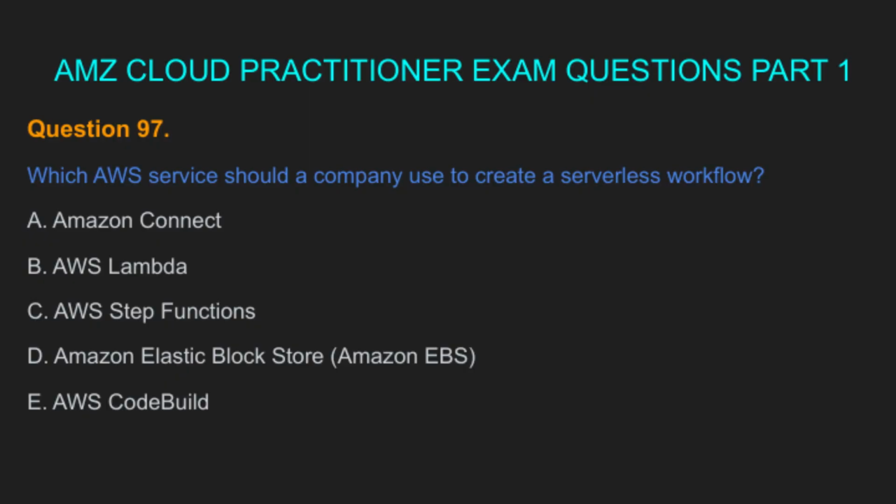Question 97. Which AWS service should a company use to create a serverless workflow? A. Amazon Connect. B. AWS Lambda. C. AWS Step Functions. D. Amazon Elastic Block Store, Amazon EBS. E. AWS CodeBuild. The answer is C. AWS Step Functions is a fully managed service that allows a company to create and visualize serverless workflows. It is built on top of AWS Lambda.